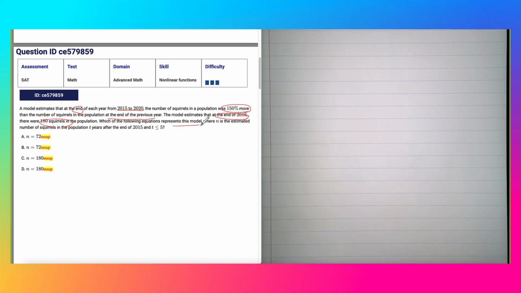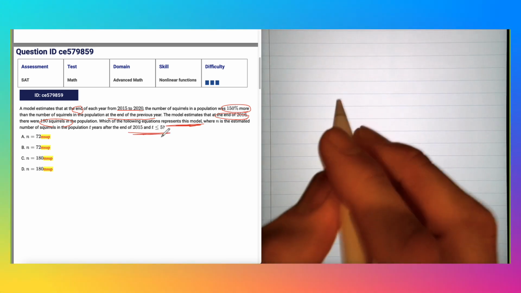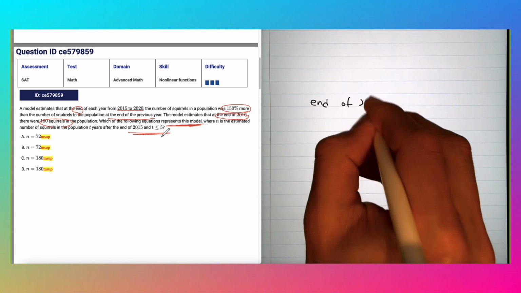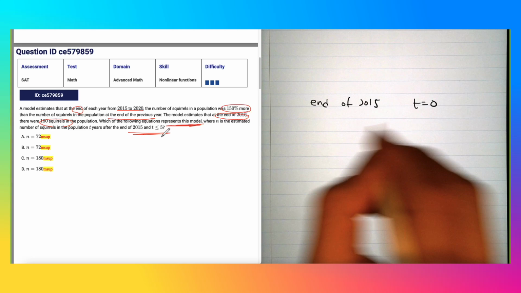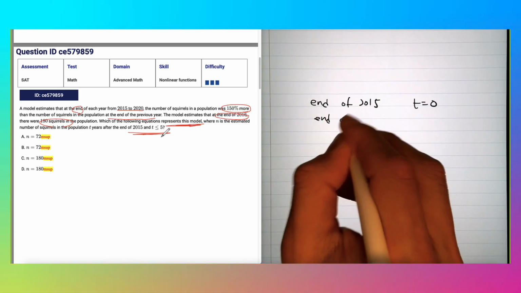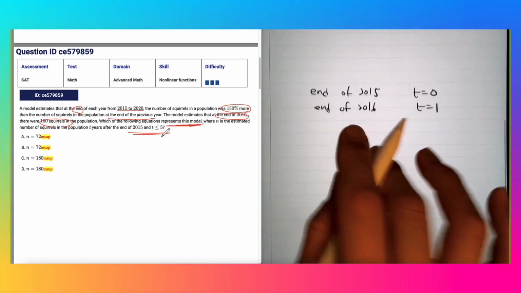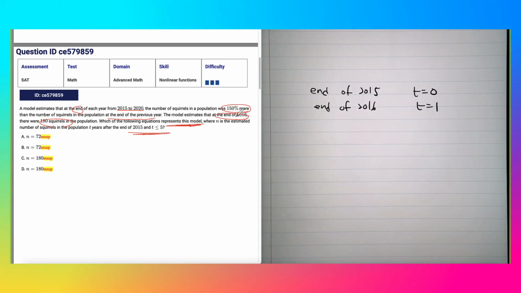years at the end of 2015 and t is less than or equal to 5. So let me first state that the very beginning part of this sentence, end of 2015, mark t equals 0, and end of 2016, mark t equals 1. And then, if you look at the next one, 150% more than the number of squirrels in the population at the end of the previous year.